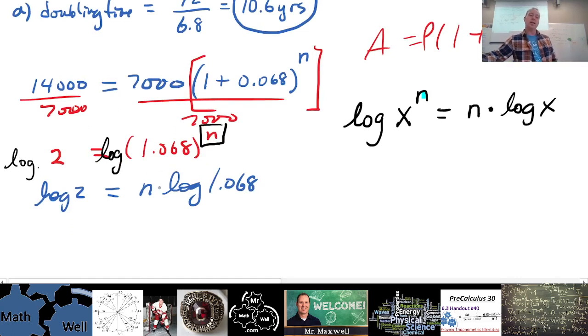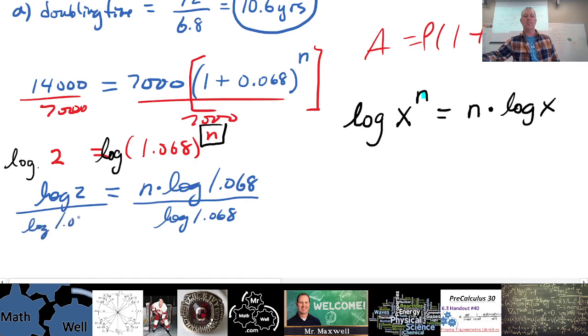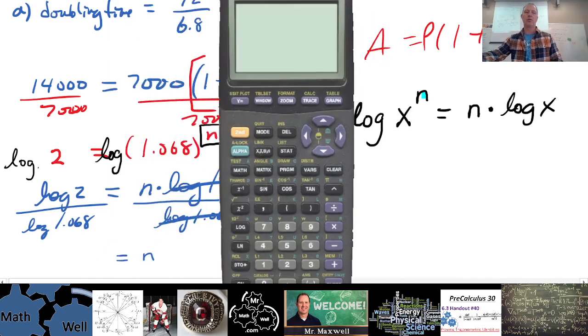So now we've got n just as a regular multiplier here. That's excellent. Now we can use standard algebraic methods to isolate for n. And I'm going to divide by log of 1.068. I'm going to do that to both sides. So that now this factor is gone with this one, and I have just n all by itself here. And on your calculator, this is pretty straightforward to do.